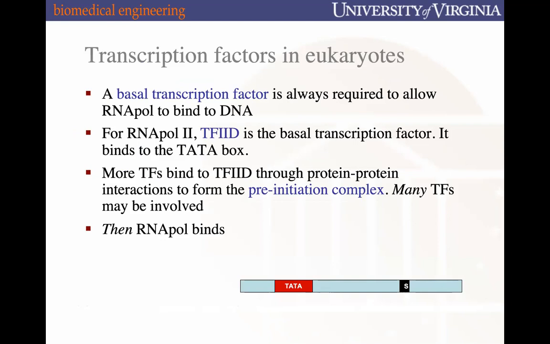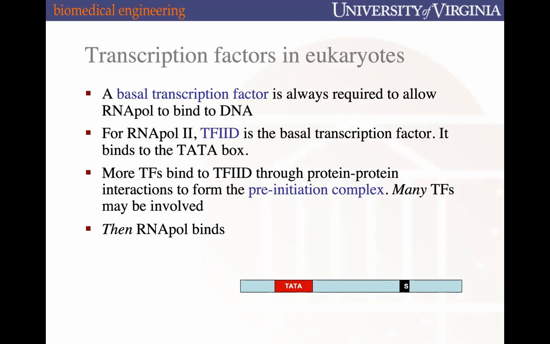Basal factors are always required to allow RNA polymerase II to bind. For RNA polymerase II, the main one to take note of is transcription factor 2D, or TF2D. The basal transcription factors are a general class of transcription factors that bind to the core promoter. And there are other transcription factors that can come in and bind to TF2D.